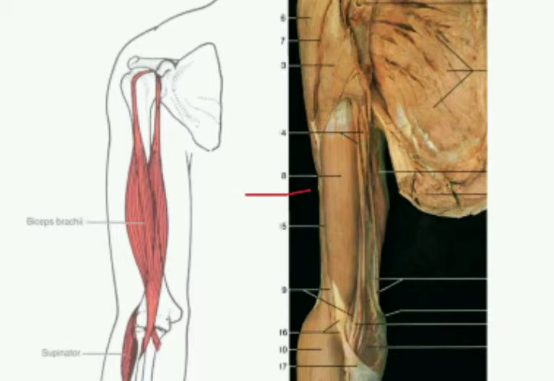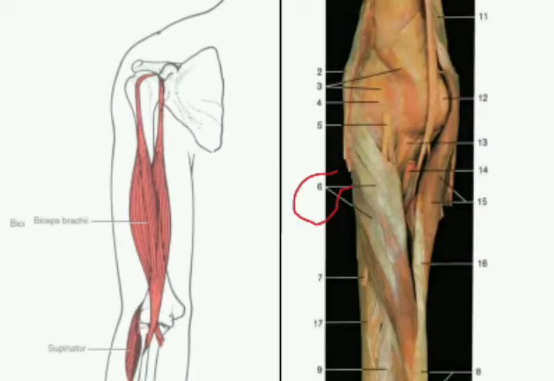In this picture you can see the number 8 muscle is the biceps brachii muscle. Now in this slide we can see that the number 6 muscle is the supinator muscle. Here the cadaver is in pronation, and in the left picture the supinator is shown in the ventral aspect of the forearm.